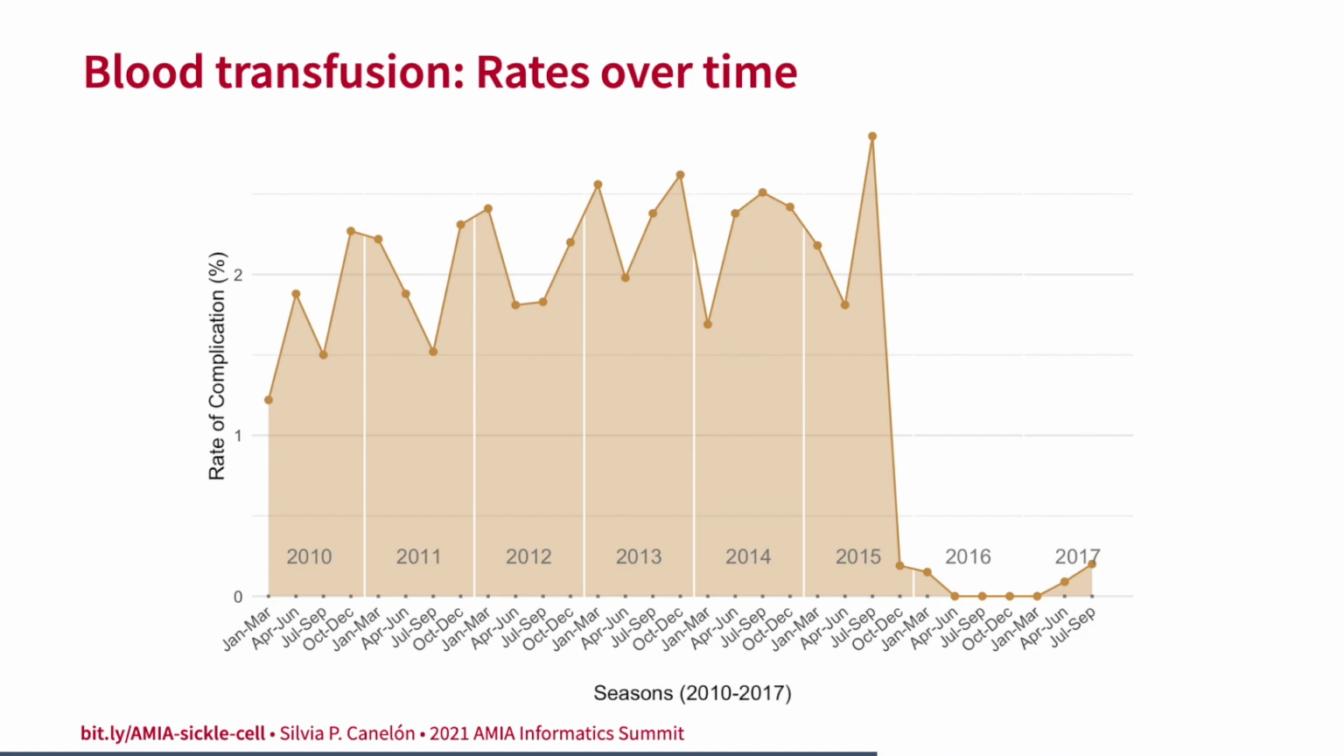This slide shows blood transfusion rates over time, again from 2010 to 2017. And something interesting to note here, and I'll talk about later on in the talk, is that in 2015, there's a very sharp decline that continues into 2016 and 2017. And so that's not because there somehow were almost no blood transfusions at Penn Medicine in 2016 and 2017, but actually more of a result of a change in coding practices.